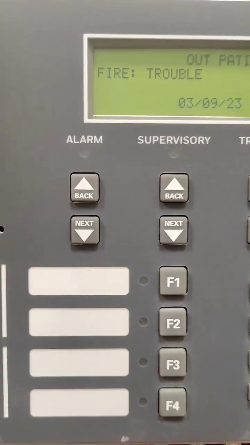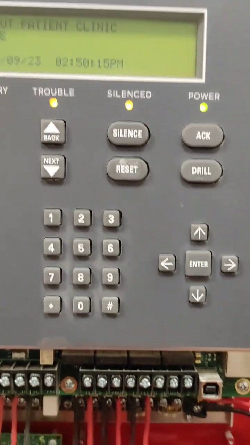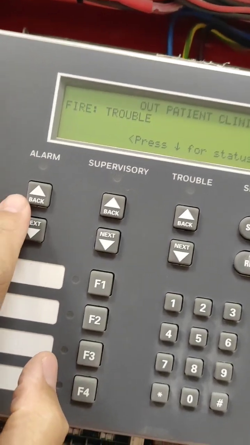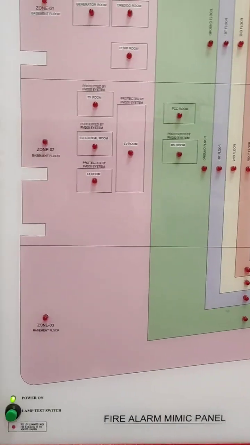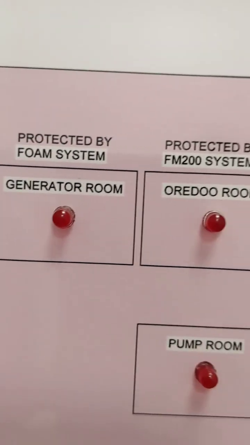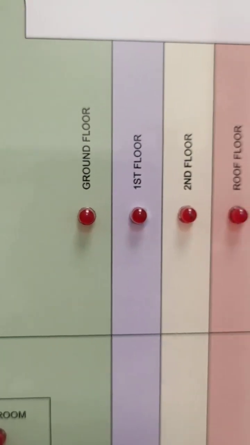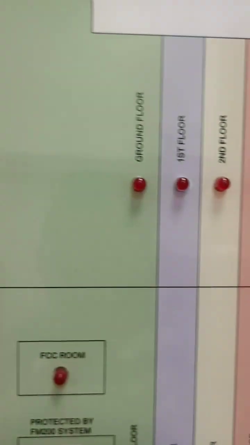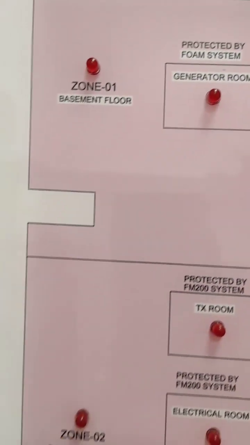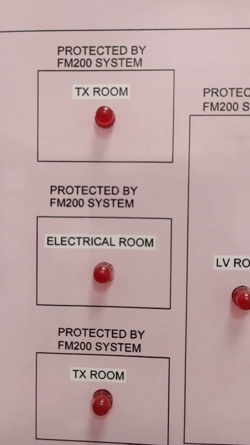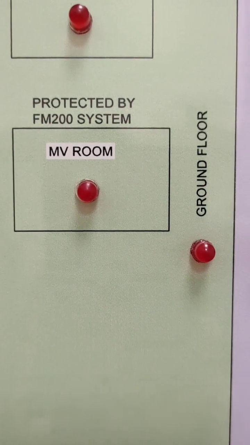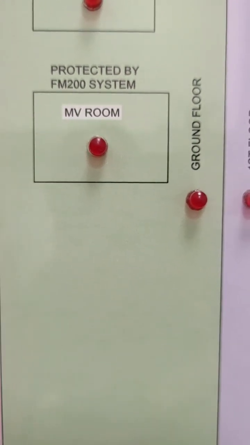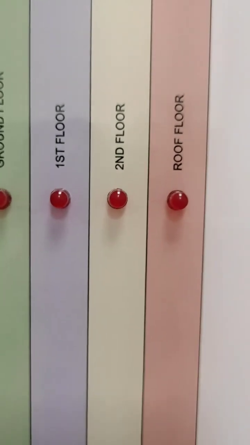So this is the special feature of the Triga. Whatever the alarm activation, it will be displayed in the alarm. And you will see in our mimic panel exactly where the locations are, either zone 1: basement, generator room, corridor, pump room, ground floor, first floor, second floor. Also zone 2, we have the transformer room, electrical room, LV room. This is the LCC room, protected by the 200 MB room, ground floor to roof floor.